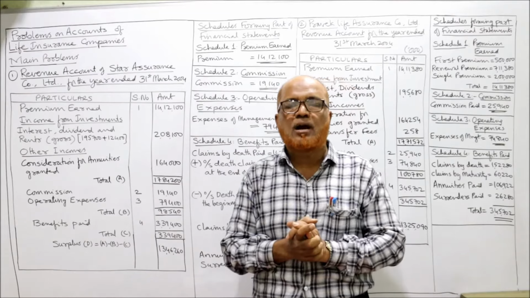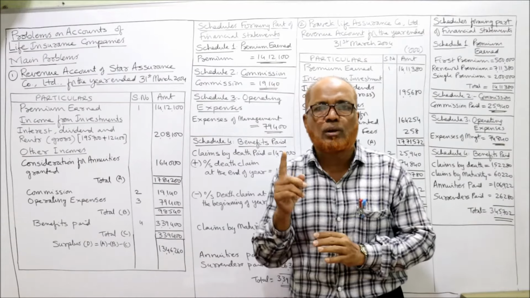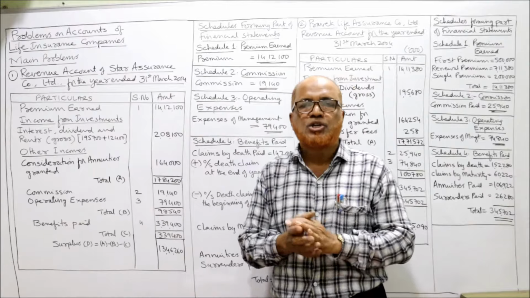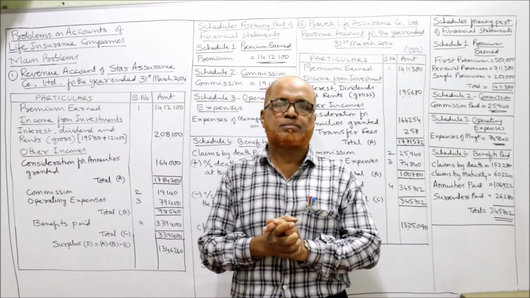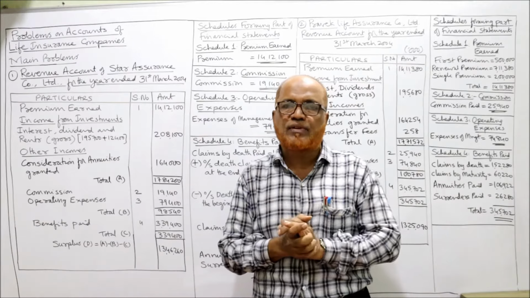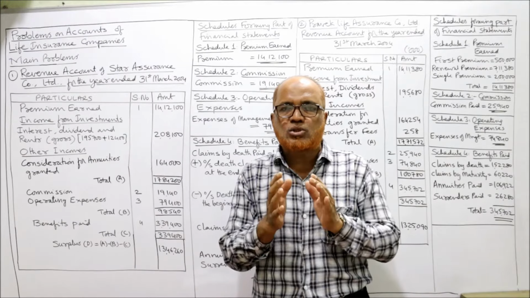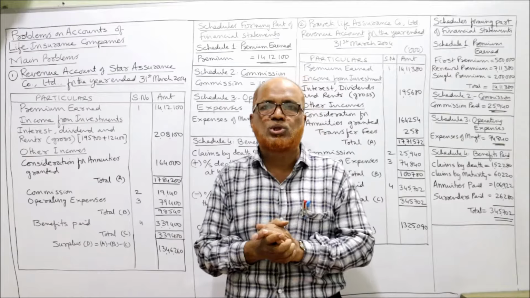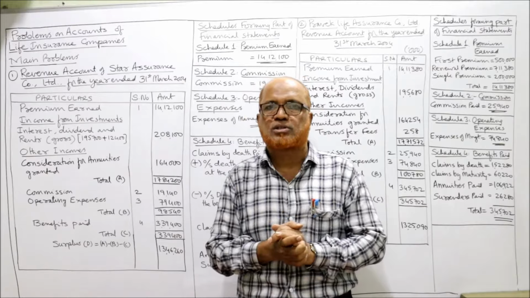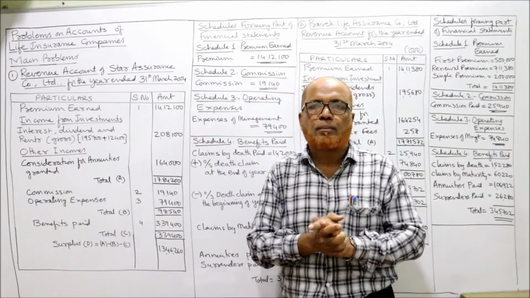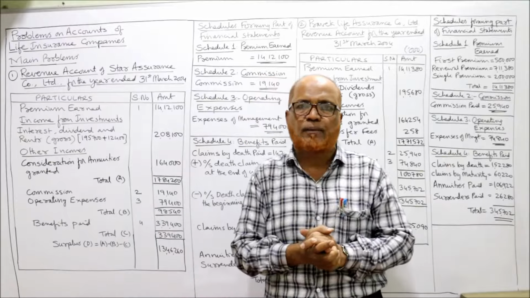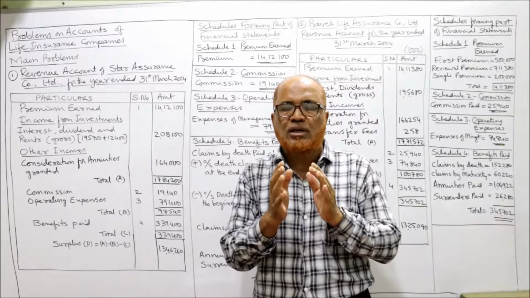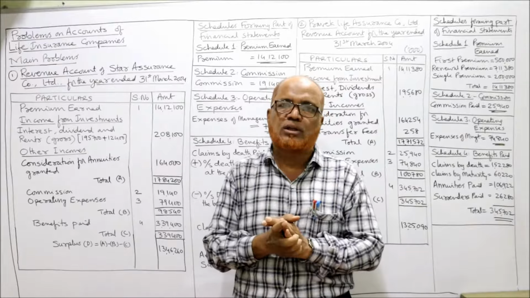Four schedules will come in the revenue account: schedule number 1, premium earned; schedule number 2, commission; schedule number 3, operating expenses; schedule number 4, benefits paid. We have discussed all the concepts used in the preparation of financial statements. We have already completed the short answer questions, approximately 10 short questions. If you have watched carefully with full concentration, you have understood it.